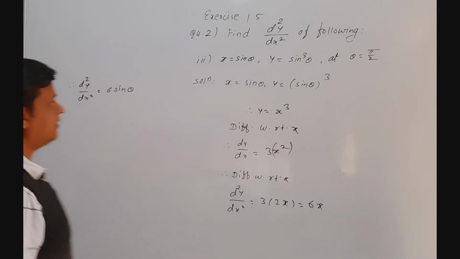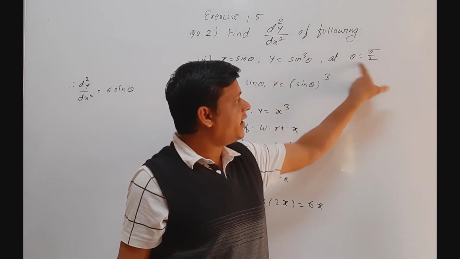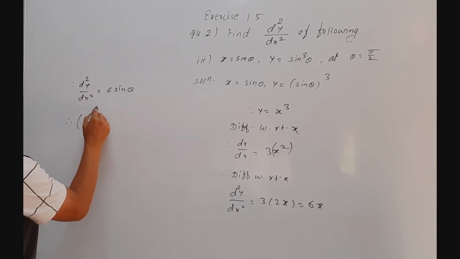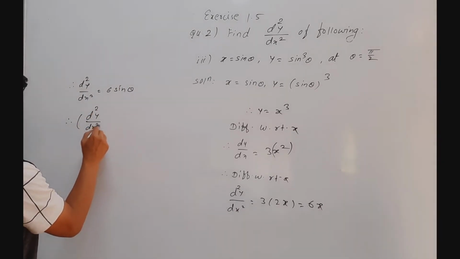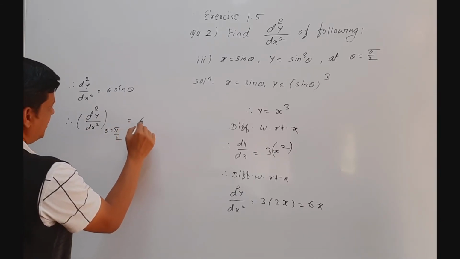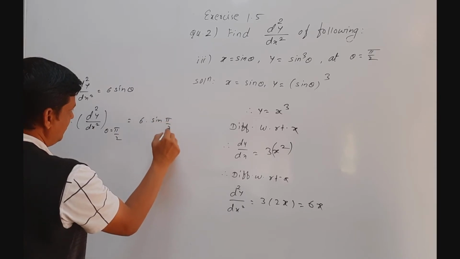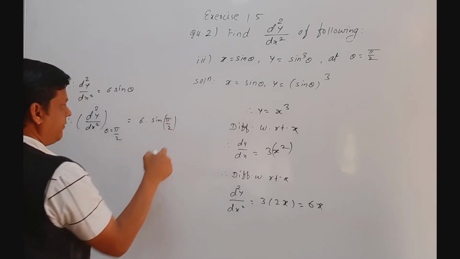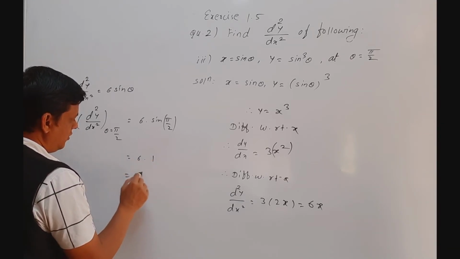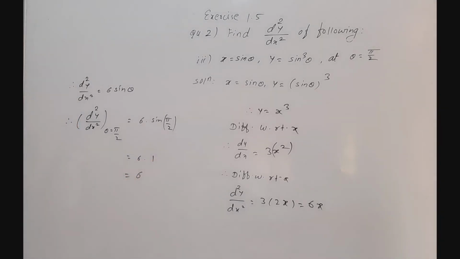Now we have to find this second order derivative at theta equals to pi by 2. So write here d2y by dx2 at theta equals to pi by 2. So we write here 6 into sin pi by 2, and we know that sin pi by 2, that is sin 90, is 1. So 6 into 1 is equal to 6.